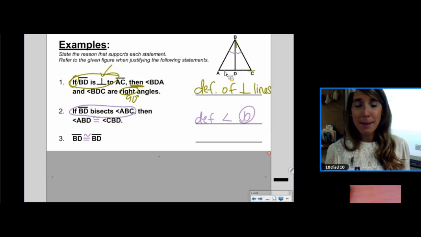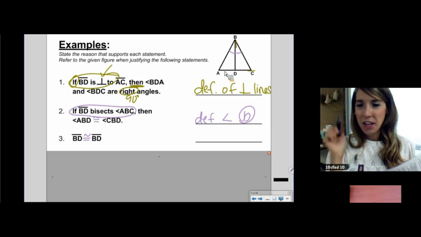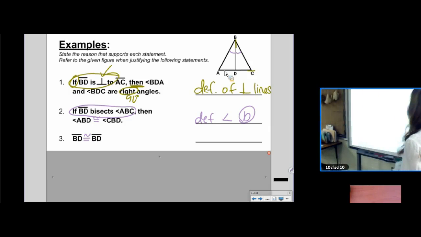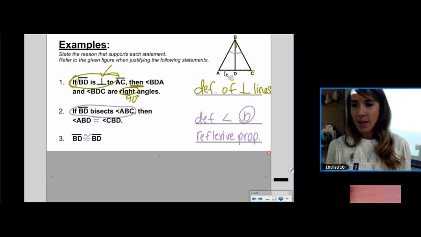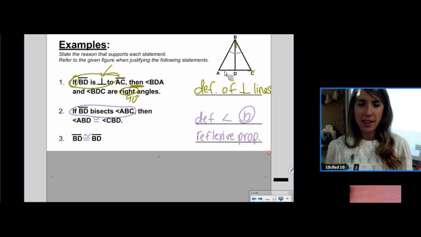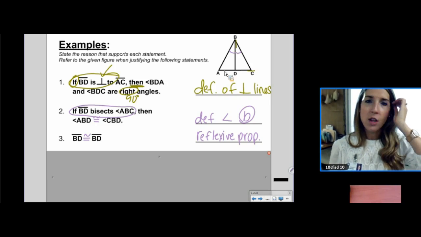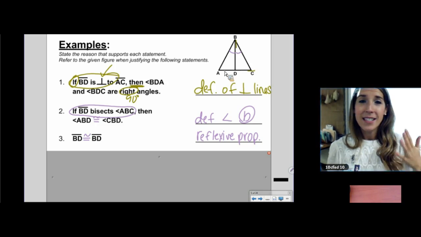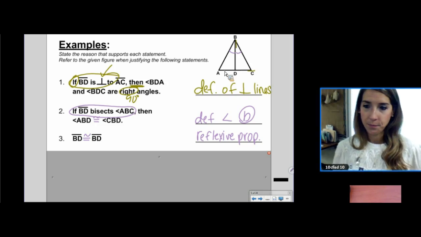Segment BD is congruent to segment BD. I've been saying this all unit long. Good. It's the reflexive property of equality. And you are allowed to abbreviate property with prop. But I want you to write out the full word reflexive, because some people get confused and they don't know if it's reflective or reflexive, and I want you to know the real property. So it's called the reflexive property of equality. A segment or an angle is congruent to itself.